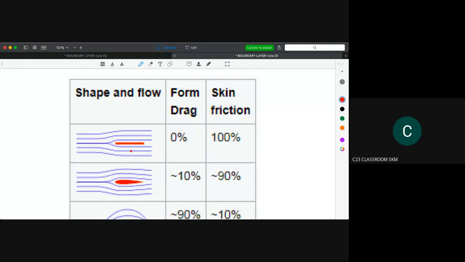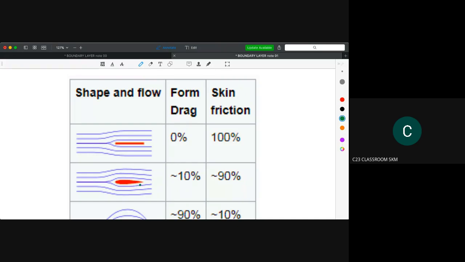The problem is the resistance actually occurs when the fluid travels from here to here. So this is the resistance that occurs on the skin. We call it skin because this is the total area traveled by the molecule. So we have the skin friction, and we have the form friction.